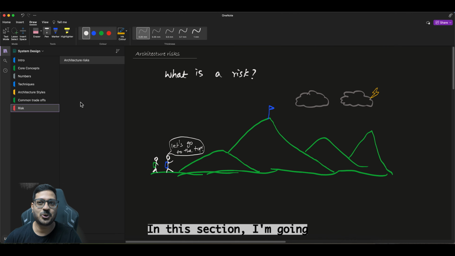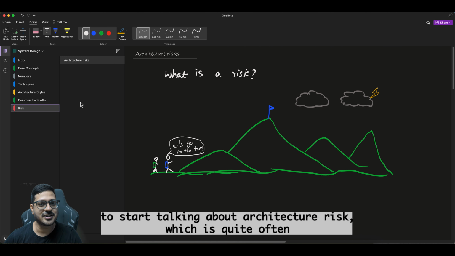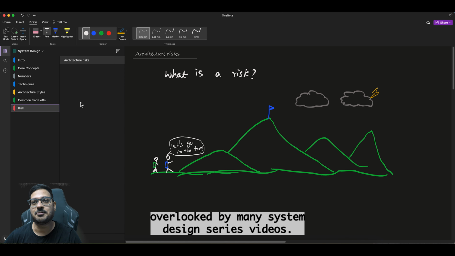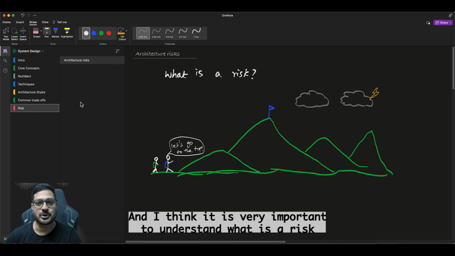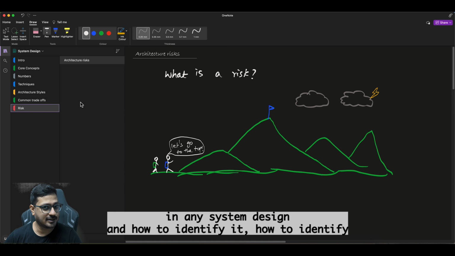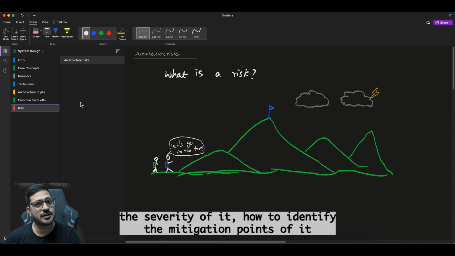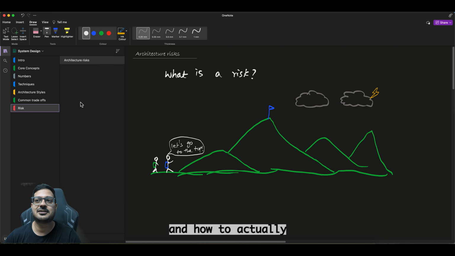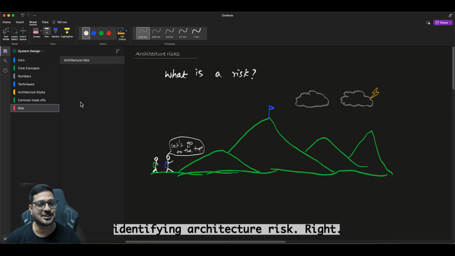In this section, I'm going to start talking about architecture risk, which is quite often overlooked by many system design series videos. And I think it is very important to understand what a risk is in any system design, how to identify it, how to identify its severity, how to identify its mitigation points, and how to actually do this whole exercise of identifying architecture risk, right?